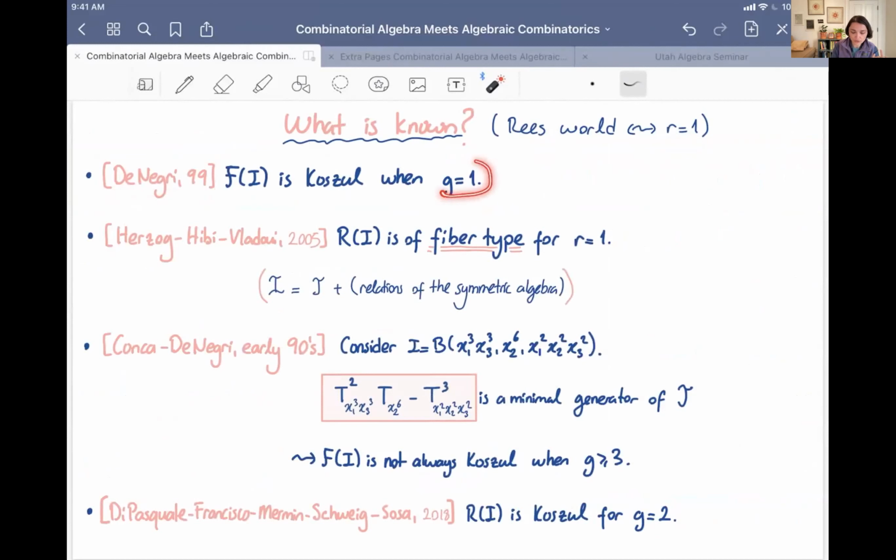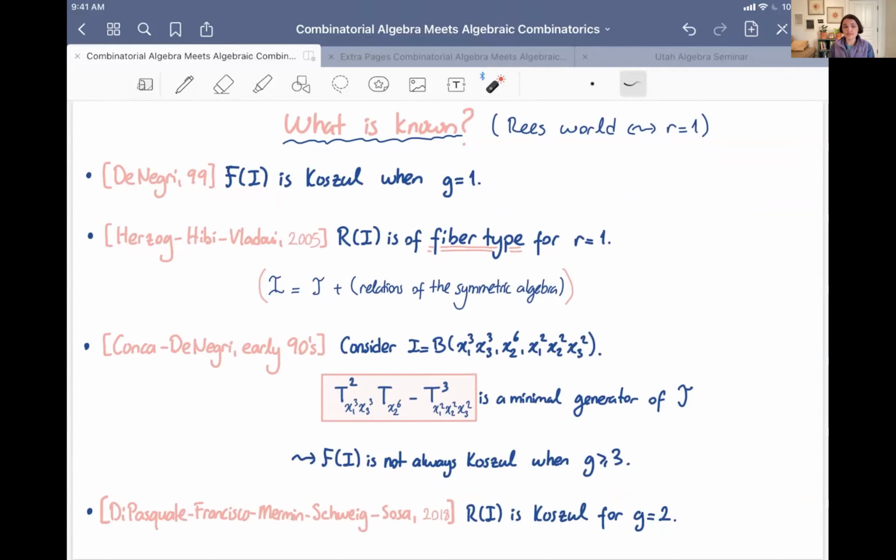So when there's only one Borel generator for a strongly stable ideal, she showed that the special fiber ring is Koszul, and she did this by finding a quadratic Gröbner basis for the defining ideal of this ring. And she used this notion of sorting that was introduced by Sturmfels.